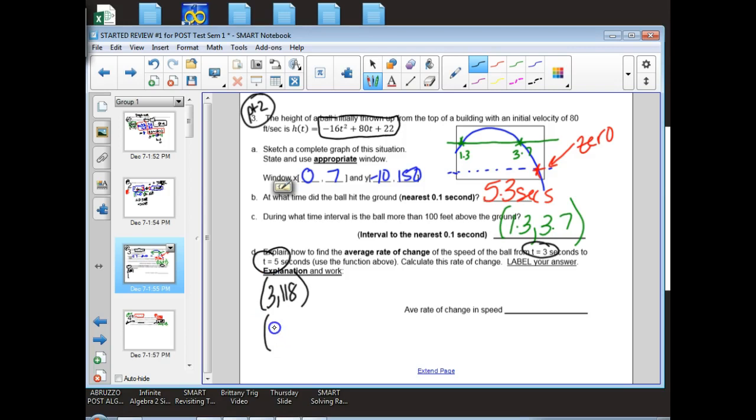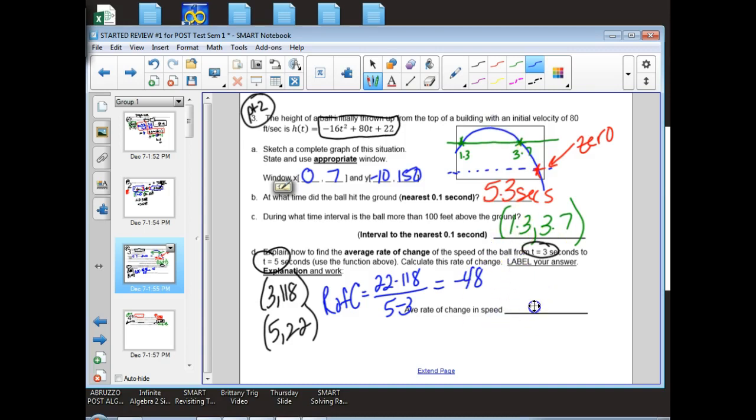So for me, I like when I write those down as ordered pairs, because essentially rate of change is slope. And I'm very comfortable finding slope, because I just did that on number 1, right? So rate of change, which we really know is slope, would be like 22 minus 118 over 5 minus 3. Now you do get a negative value here. You get negative 48. But that makes sense because from 3 seconds to 5 seconds the ball was falling.